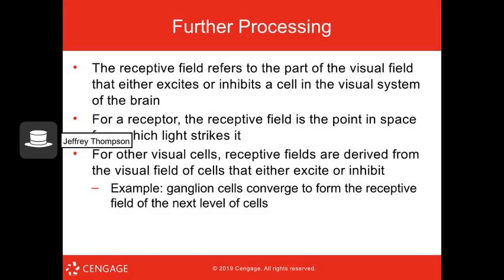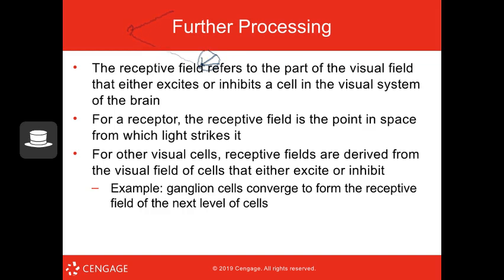So our receptive field is the part of our visual field that is exciting or inhibiting cells in the visual system of the brain. For a receptor, it's the point in space from which light strikes that receptor. So if you're looking at this tree, it's a Christmas tree, it's very lovely. From right here, light bounced off from, I guess, the sun or something, and then hit your eye. Well, technically, it switches because of the lens. So that is the receptive field.